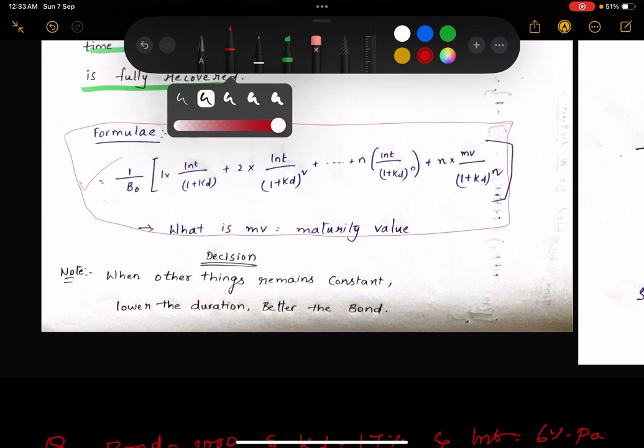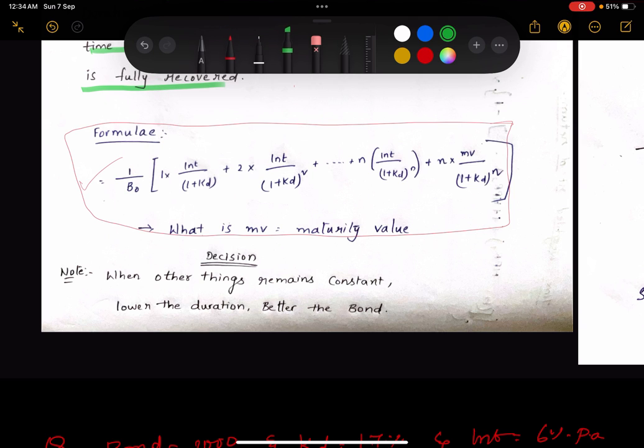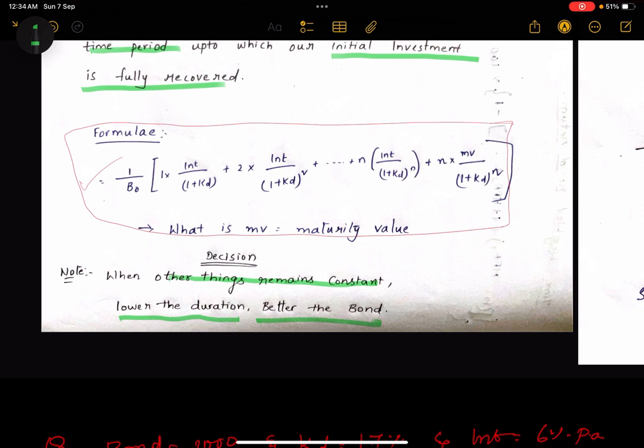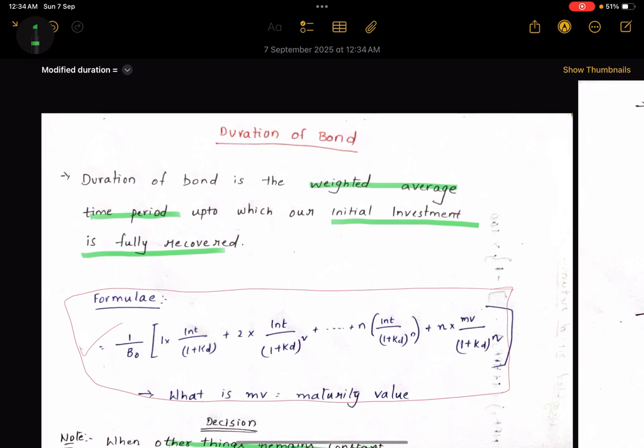Okay, decision based on the duration. When other things remain constant, the lower the duration, the better the bond. If the duration of the bond is low, it gives better results.